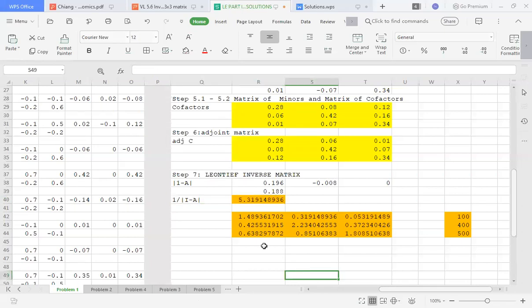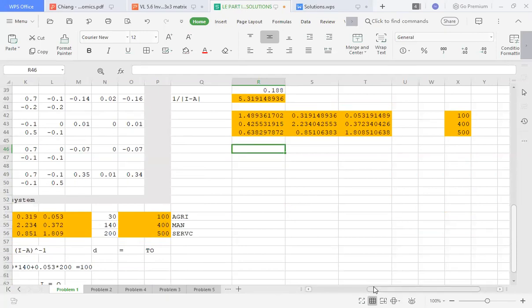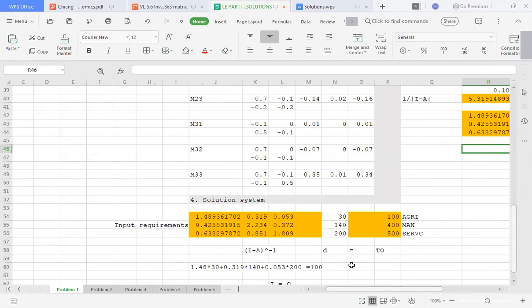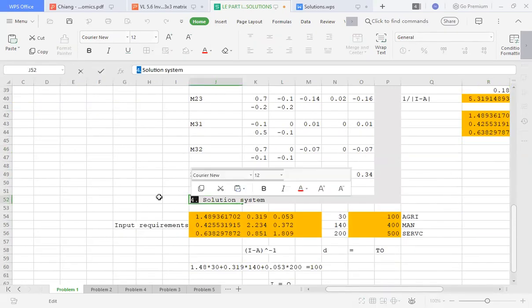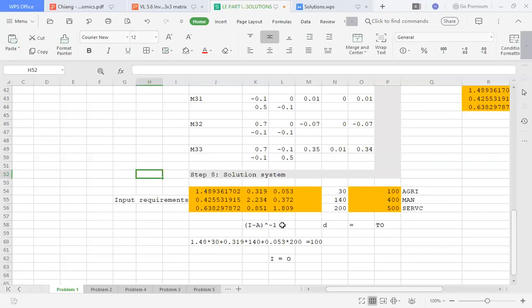Now again, this is already your inverse. So you already have your inverse, step 7. Step 8 would be your solution value already. So step 8 is to get your solution value. This was our inverse. Multiply it to our constant, or our total final demand, and your solution value would be your total output.